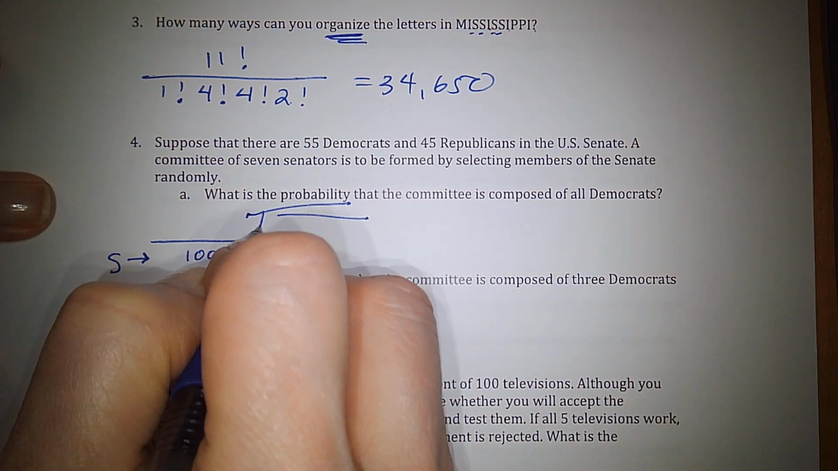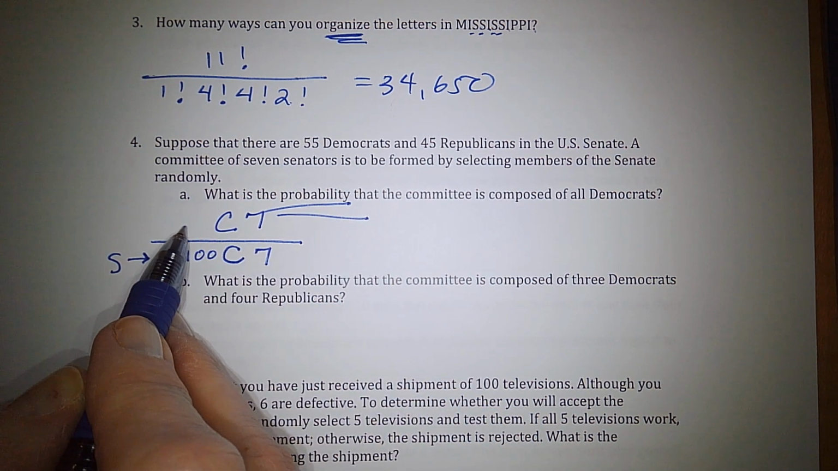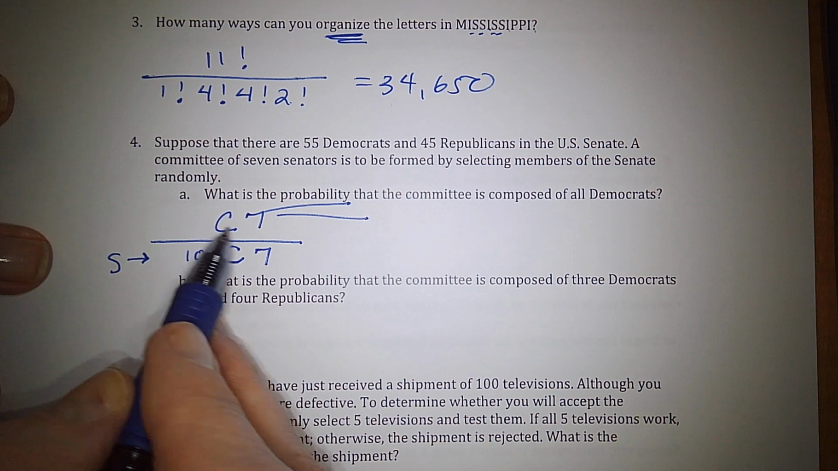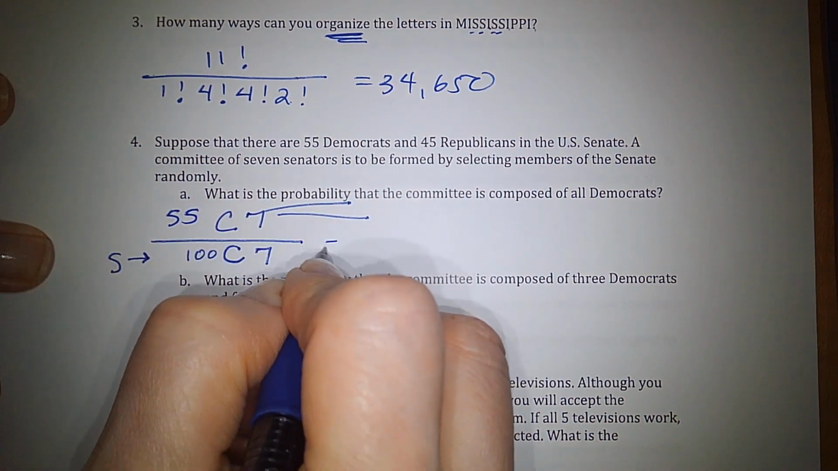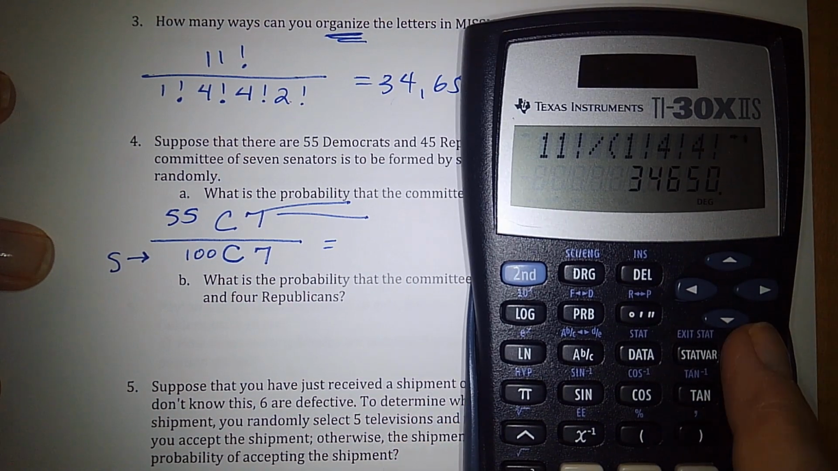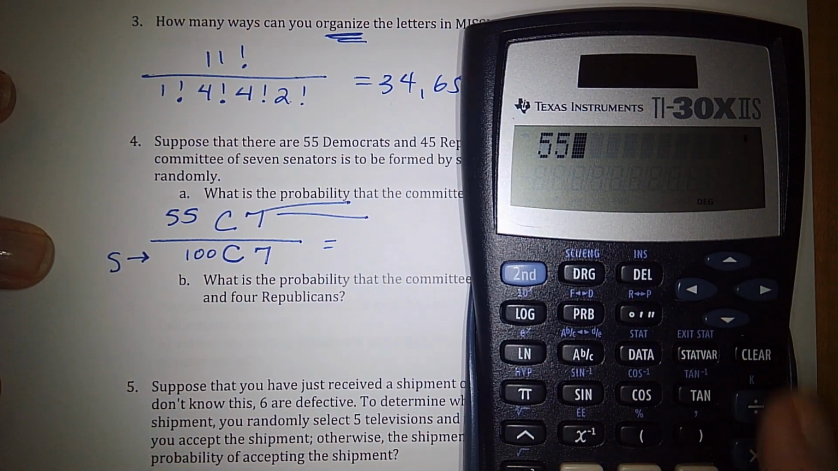Now, in the numerator, I specifically want all Democrats. So I want to select 7 from the group of all Democrats. I want to make sure I absolutely get Democrats. So I'm going to select 7 out of the group of 55. So I select from 55 total Democrats, and I only want 7 of them, and then I have to divide that by, I might put that in parentheses.